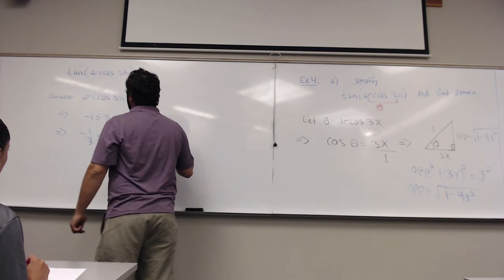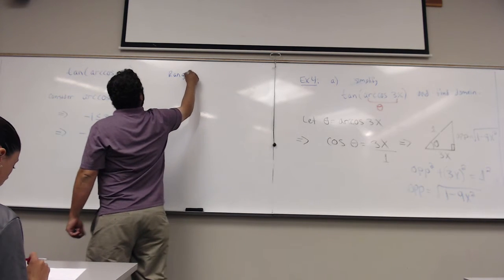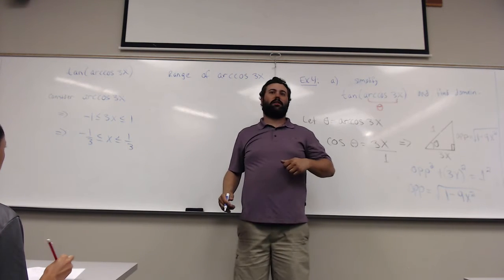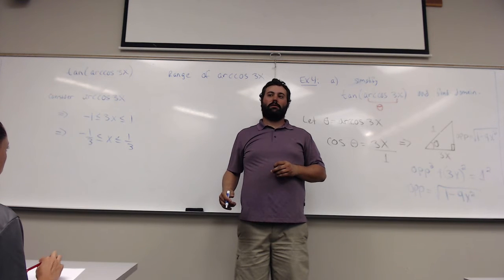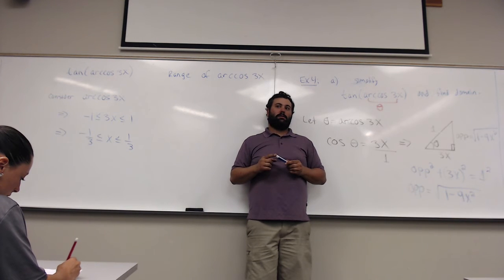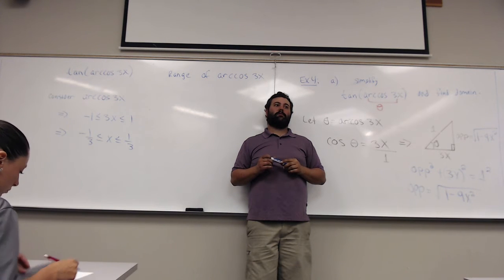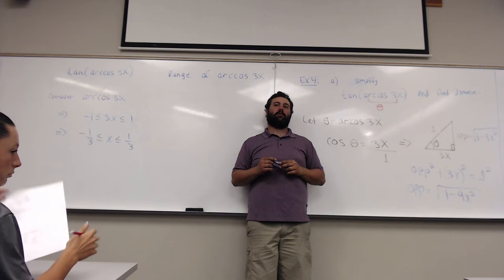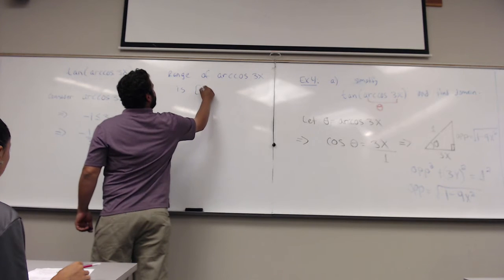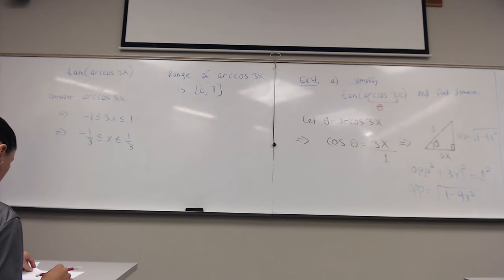So now what I have to say is, what's the range of this function now? The range of arc cosine of 3x. Does anyone remember what kind of angles arc cosine spits out? Well, remember for building arc cosine, you had to restrict the domain of cosine to 0 to pi. So the range of arc cosine is the interval 0 to pi, because that's the domain of the restricted cosine.